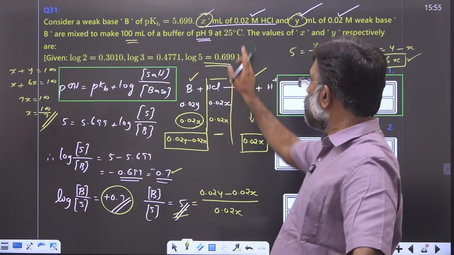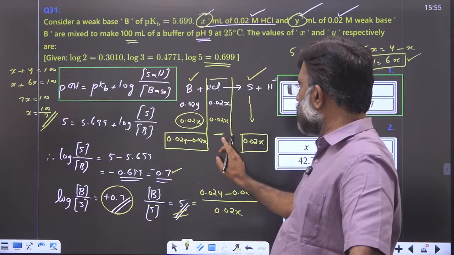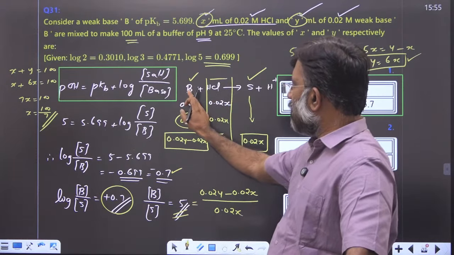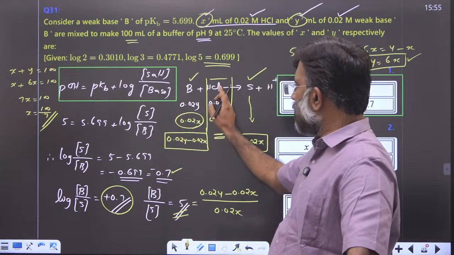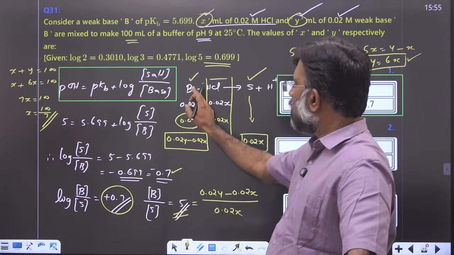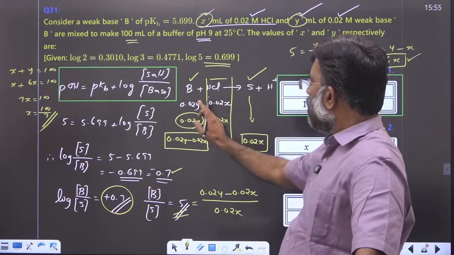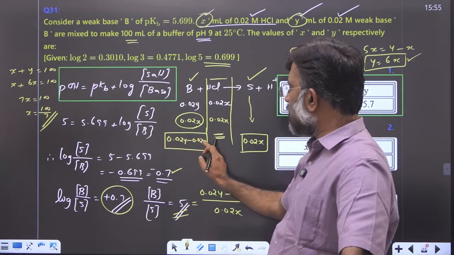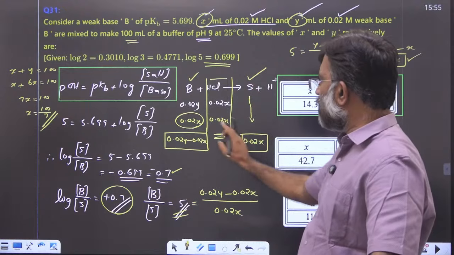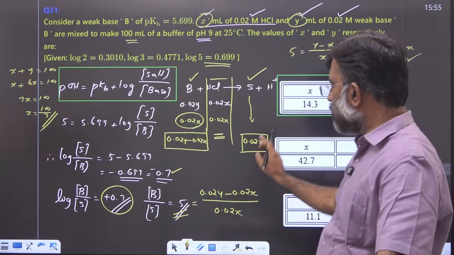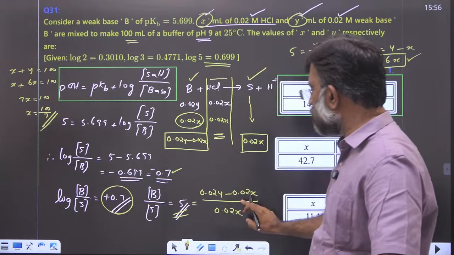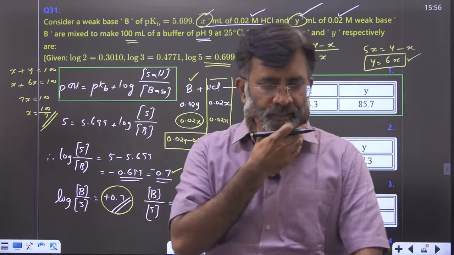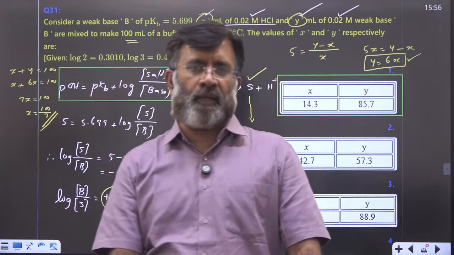So 0.02x completely reacts, nothing remains. Here, if 1 mole reacts, 1 mole reacts there. So the quantity reacting here is 0.02x and the quantity taken is 0.02y. 0.02y taken, 0.02x reacting, remaining 0.02y minus 0.02x, and the salt formed will be 0.02x. We can substitute this data and get a relation between x and y. Once you get the relation between x and y, you are able to find what x is and what y is.